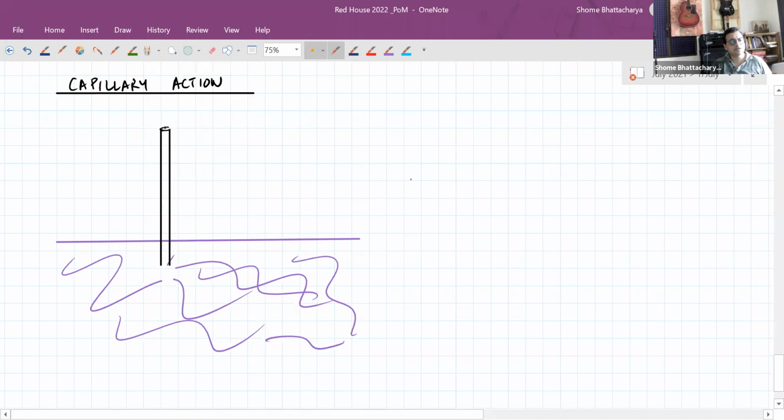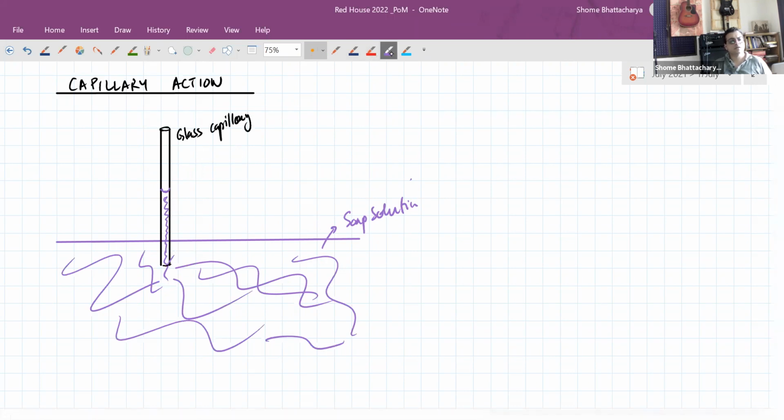If you have something with a square cross section or even an elliptical cross section, you will observe liquid rising. So let's say this is a glass capillary, and this is again some kind of soap solution or something, can even be water for that matter. What we will observe is that liquid rises, and also that the liquid surface inside the capillary is different in shape. It is what is called a meniscus. It's a spherical surface, a section of a sphere. The height by which the liquid rises is called the capillary height.